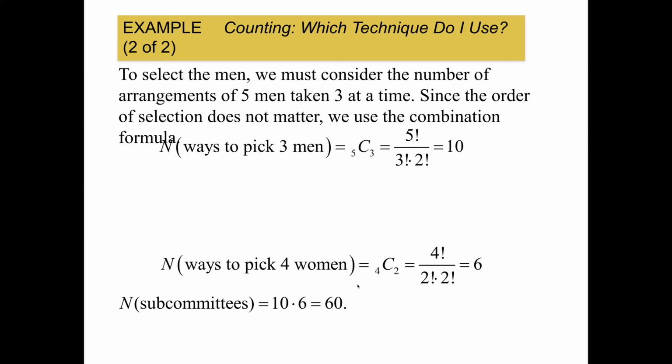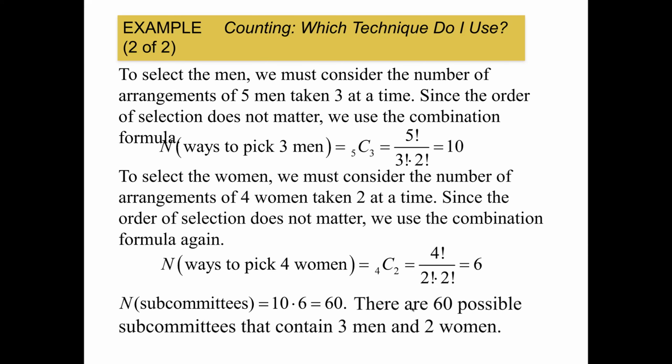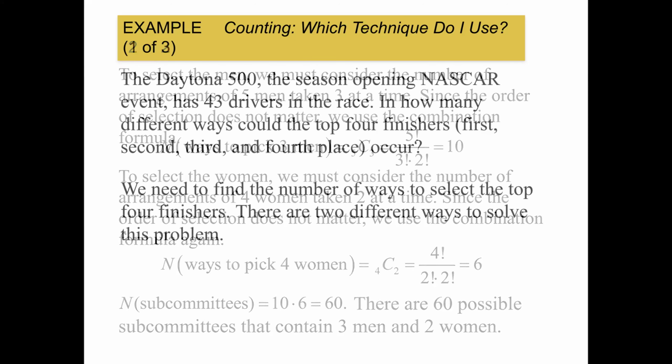We can also do the same for the women. Put it into the combinations formula. But remember, this is also using the multiplication rule. It's like choosing the menu items. They have to go back to back, this one, then that one. So this is why we need to multiply one more time. Okay, I hope that's pretty clear. There's 60 possible subcommittees that contain 3 men and 3 women. So we use both the combinations formula and the multiplication rule here.